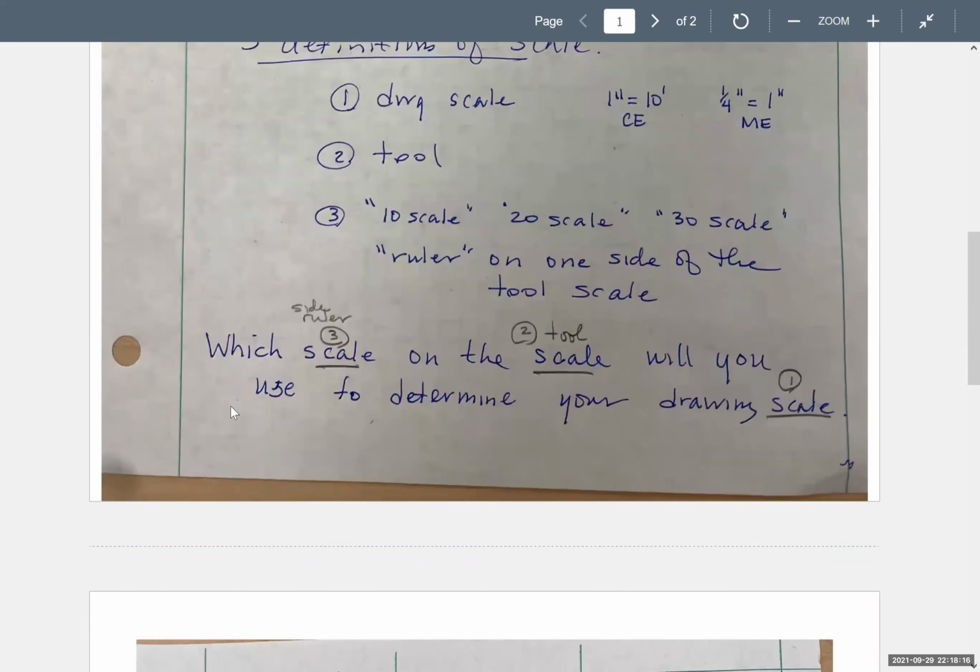So then somebody had asked me a question. Will I ever ask you a quick question like, which scale on the scale will you use to determine your drawing scale? Funny. Okay. All right.